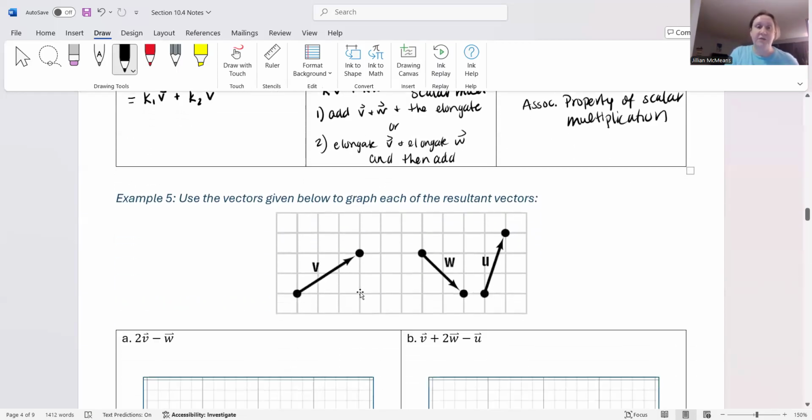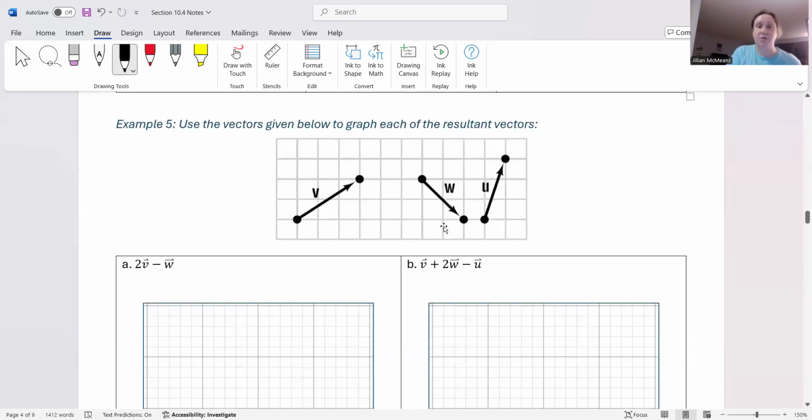Now, for example 5 here, it says use the vectors given below to graph each of the resultant vectors. So we're going to do some more addition and subtraction, but now we're going to have scalar multiplication involved as well, okay? Now, in this case, we're using 3 different vectors. I didn't use the same 3 that I used in previous examples. I pulled this picture from somewhere, I don't remember where.